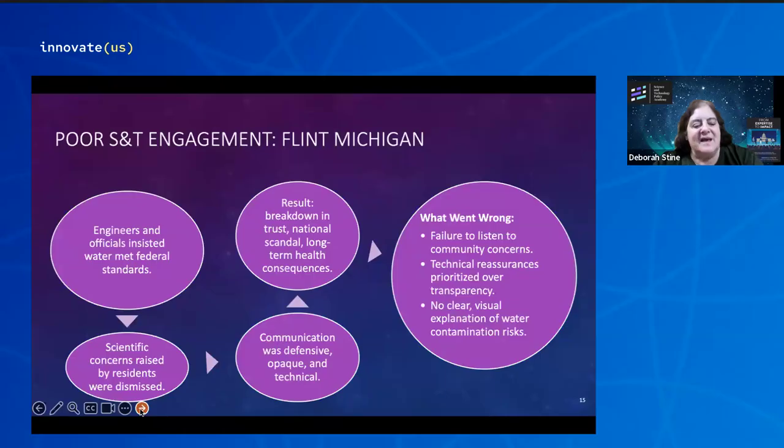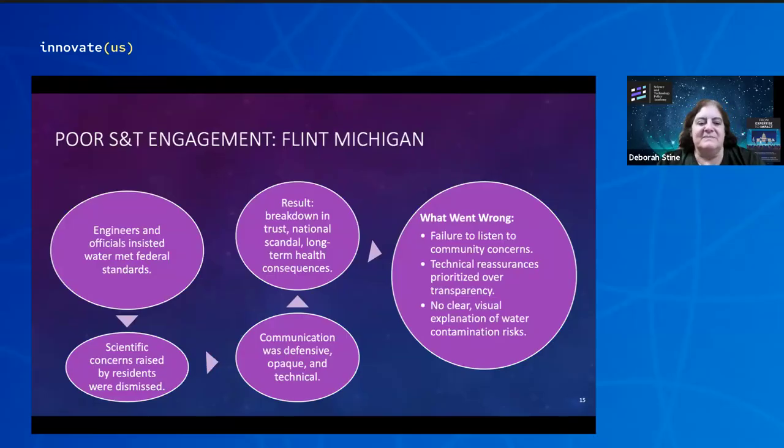So this is an example of Flint, Michigan. Now, I imagine most of you know about Flint, Michigan, but it has been a while, so this is just a brief overview. The challenge that occurred during that time was that their engineers and officials insisted the water met federal standards.